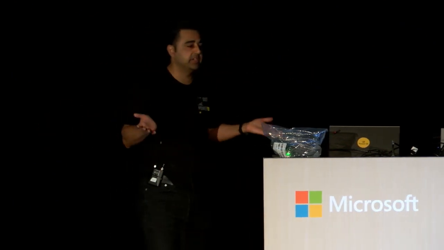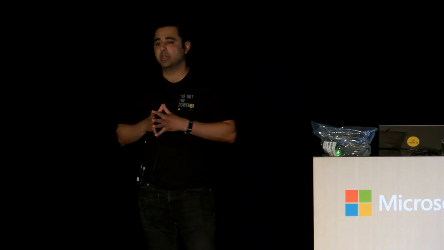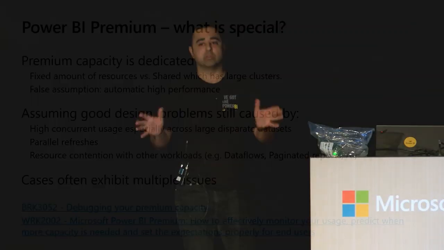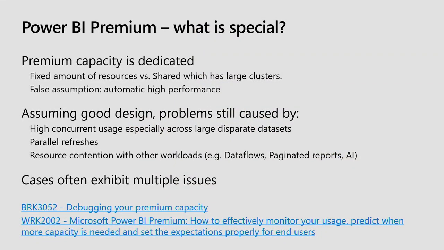So what is special about premium? Well, everything I had on the previous slide applies to premium, plus more. So you need to optimize every layer, but because premium capacity is dedicated, you need to worry about overall resource usage too. Not just, are my reports designed well? Are my models designed well? Are my calculations fast? You might have the best models, the best people writing your content and building your models for you, but you could still get terrible performance on premium if you don't manage the capacity properly.